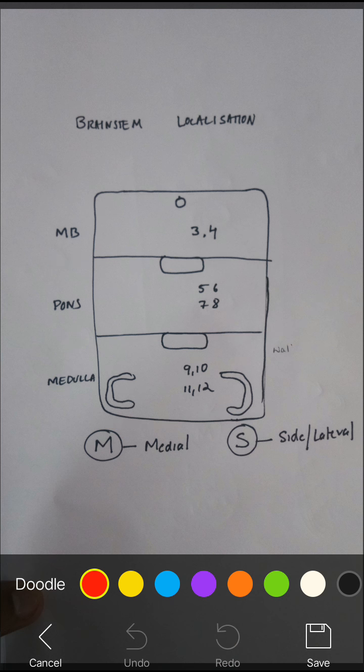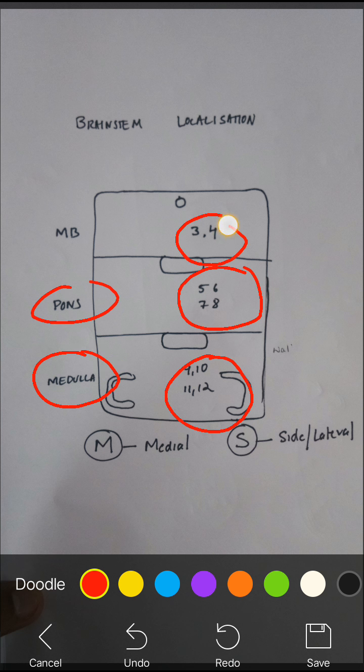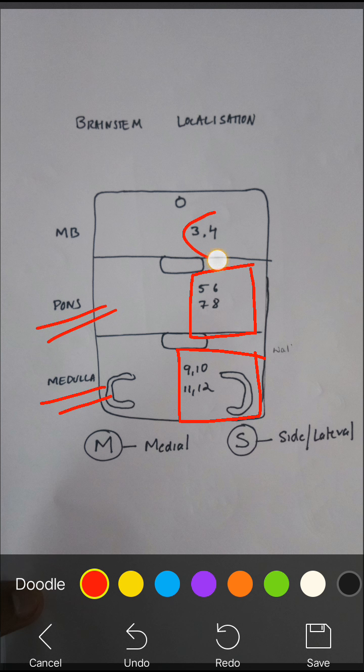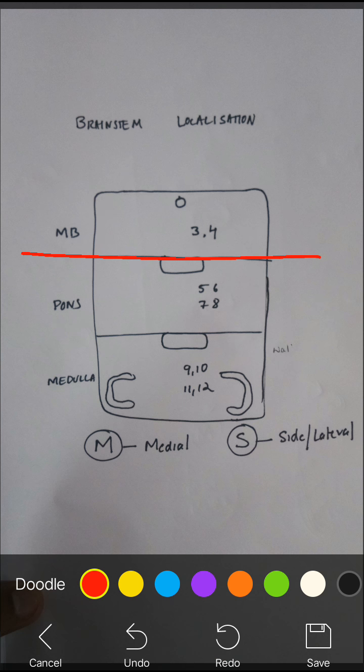Suppose there are symptoms and signs of the 9, 10, 11, 12 cranial nerves, then the lesion is in the medulla. If it is 5, 6, 7, 8 cranial nerves, it is pons. If it is the third and fourth cranial nerves, it is midbrain. So basically, if the last 4 cranial nerves are involved, it is medulla. If 5, 6, 7, 8 are involved, it is pons. If 3 and 4 are involved, it is midbrain. So by that we can easily tell whether it is midbrain, pons or medulla.